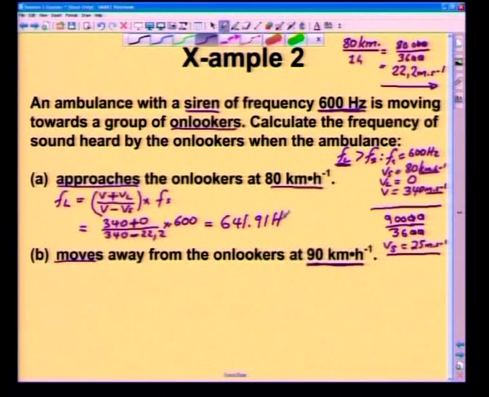641.91 hertz. Now, this answer is also realistic because we expect the frequency as observed by the listener to be greater than the frequency of the source. Frequency of the source is 600 and 641 is greater than 600.